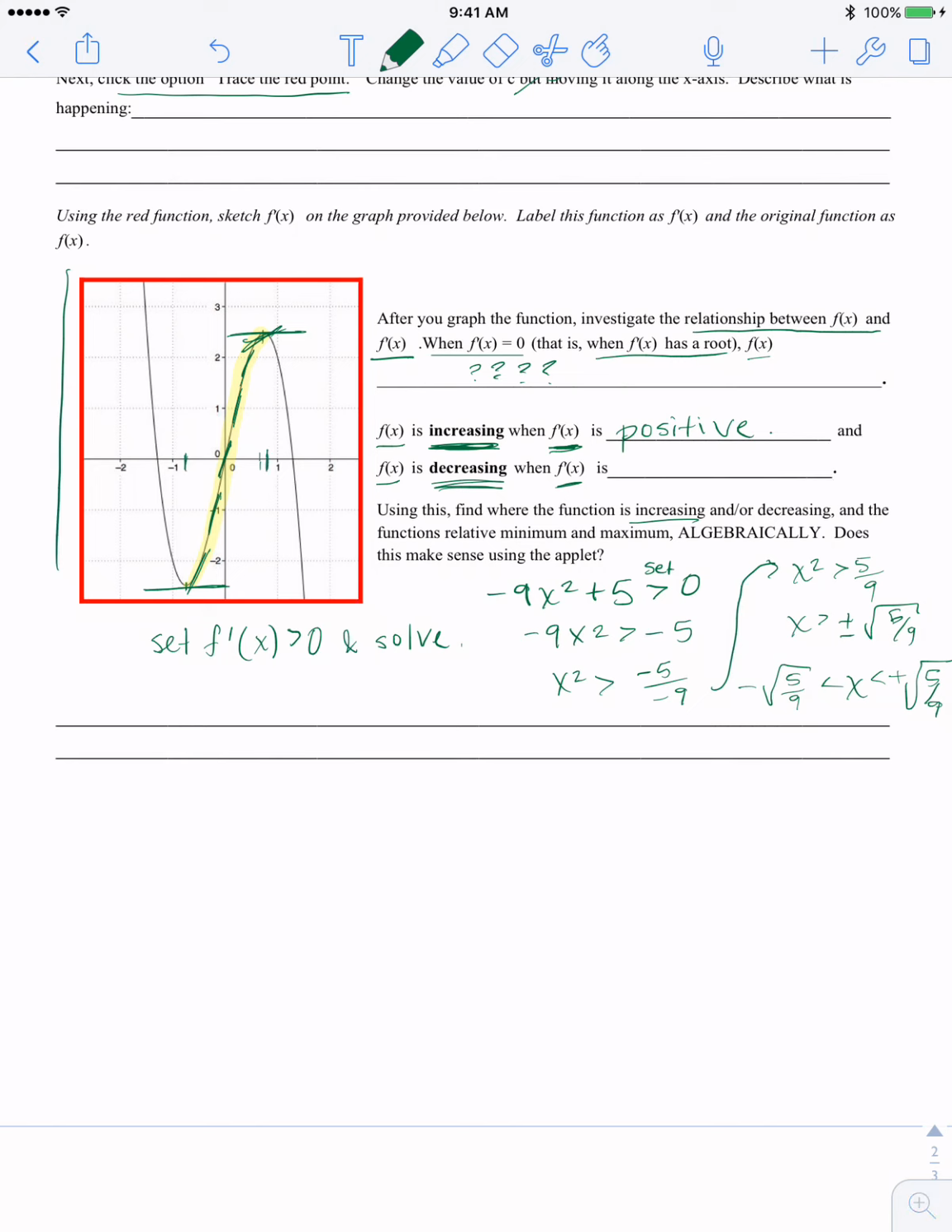According to where we estimated that your function was increasing, this value should be exactly negative square root of 5/9, and this value should be exactly positive square root of 5/9. Enjoy doing this with your function, and I hope you learn a lot about derivatives and their graphs.